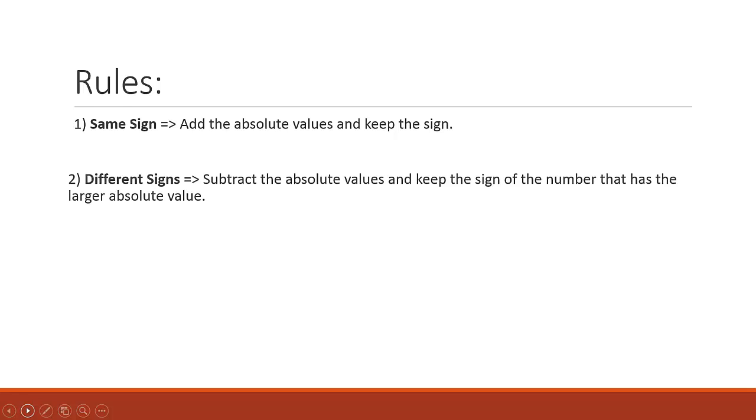If we're adding numbers with different signs, then we subtract the absolute values of the numbers and keep the sign of the number that has the larger absolute value.